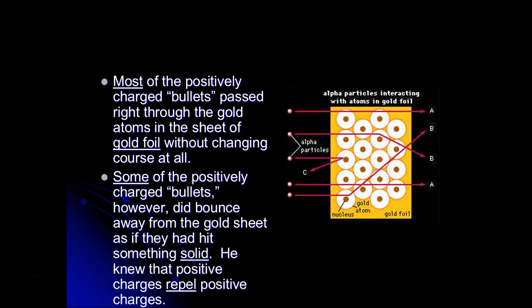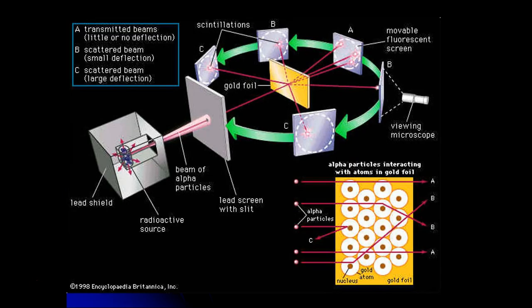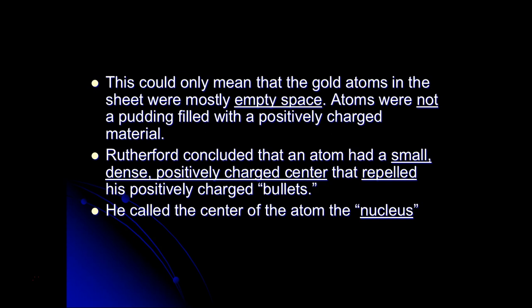And so he was able to determine that there was a very, very small positively charged center to the atoms, but that most of it was empty space, and he developed the idea that there was a small nucleus, and then electrons are around the outside. And so those are the big things that we get from him: mostly empty space and a small positively charged nucleus.